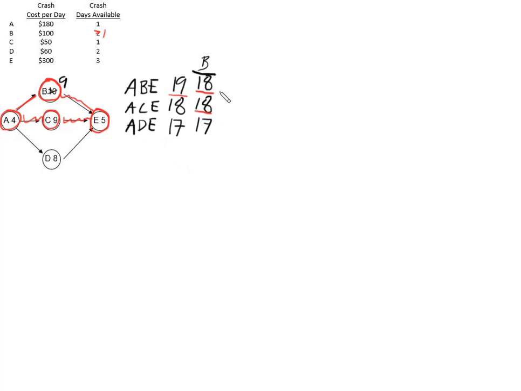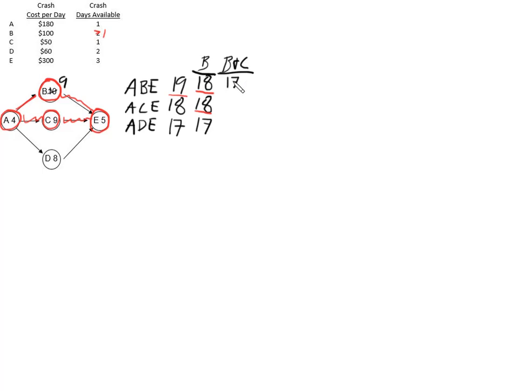Alright, so if we wanted to crash it another day, we could crash A. So we have to crash things that are on both paths now. We have to speed up both of these critical paths. And A is $180, and E is $300. And crashing B by itself does me no good. Crashing C by itself does me no good, but if I crash both of them, then I'll speed up both critical paths. B is $100, C is $50, and that's the cheapest of the options that I just looked at. So that is what I will do. I will crash B and C.